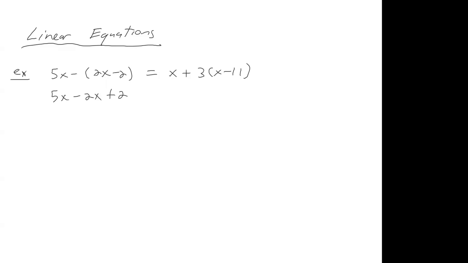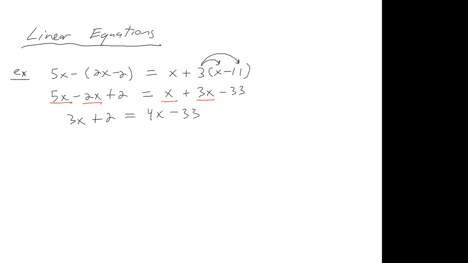And then over here, I'm going to do just some distributing. I'm going to distribute the 3 to both of those terms. And I would get x plus 3x minus 33, because I'm taking 3, the minus carries through, and 3 times 11 is 33. Okay, now I'm going to combine like terms. Okay, so for example, these are like terms on that side, and these are like terms on that side. So that gets me 3x plus 2 is equal to 4x minus 33.